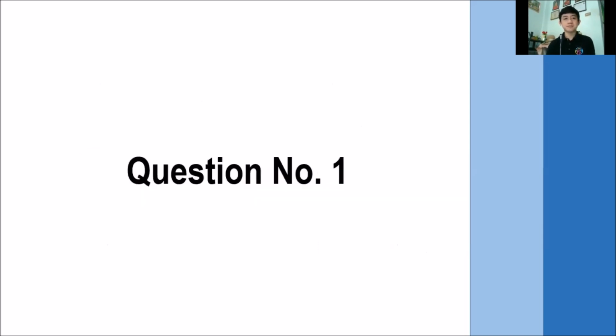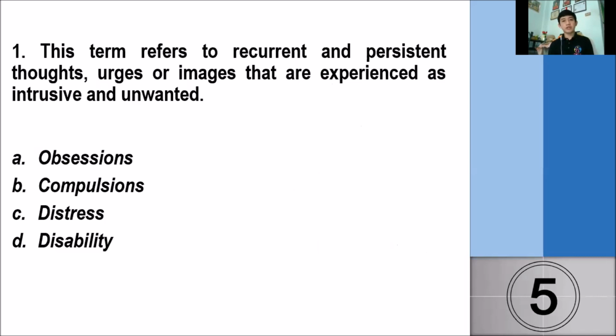Question number 1. This term refers to recurrent and persistent thoughts, urges, or images that are experienced as intrusive and unwanted. A. Obsessions, B. Compulsions, C. Distress, or D. Disability. Time is up. The correct answer is letter A, obsessions.